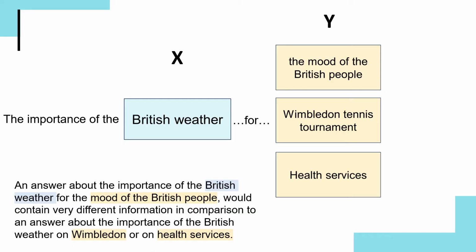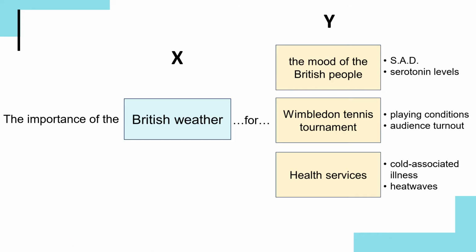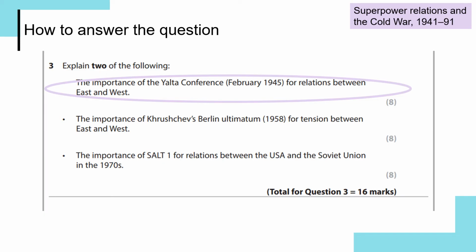Remember how an event or development mattered or what difference it made can be positive, negative, or both. See how the information in an answer could vary depending upon the why part of the question. Playing conditions would be relevant to a question on the importance of the British weather for Wimbledon, but not for the mood of the British people. So the why part of the question will impact the choices you make over relevant knowledge to apply to a question.